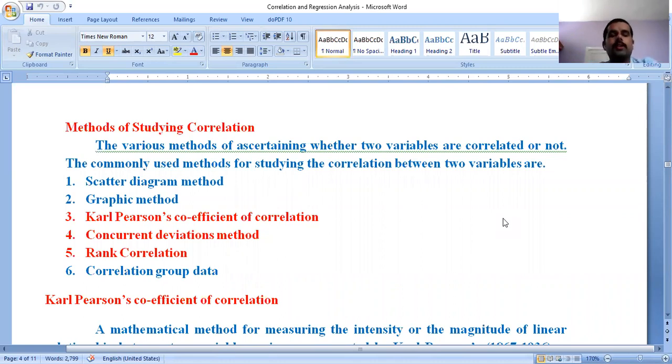In the previous class, we discussed the types of correlation analysis. In today's class, we are going to see the methods of studying correlation. In this correlation chapter, which methods are we going to study? Those methods we are going to discuss today.